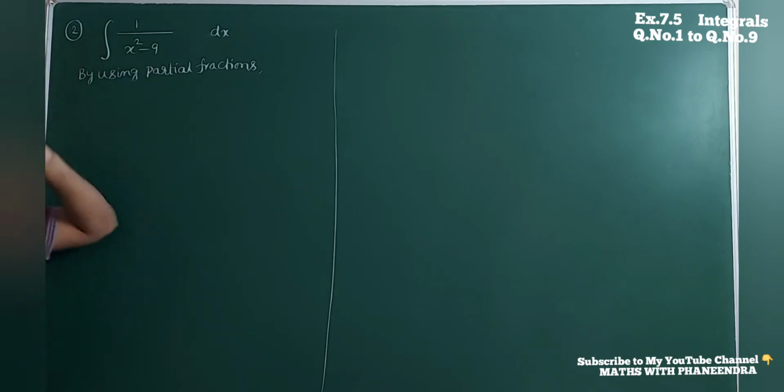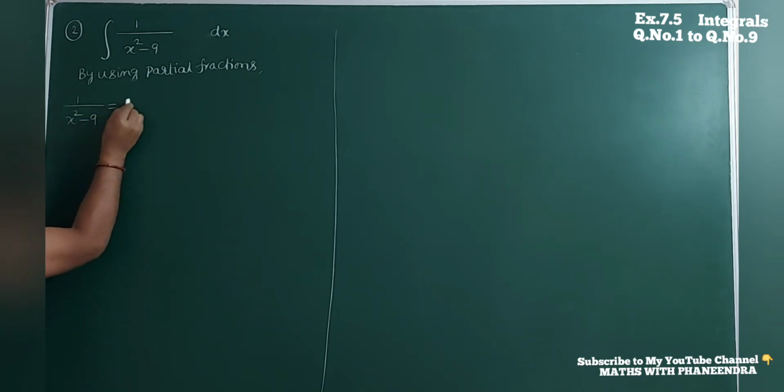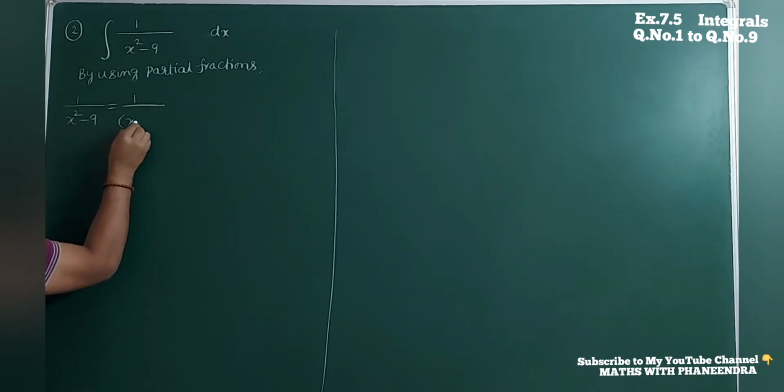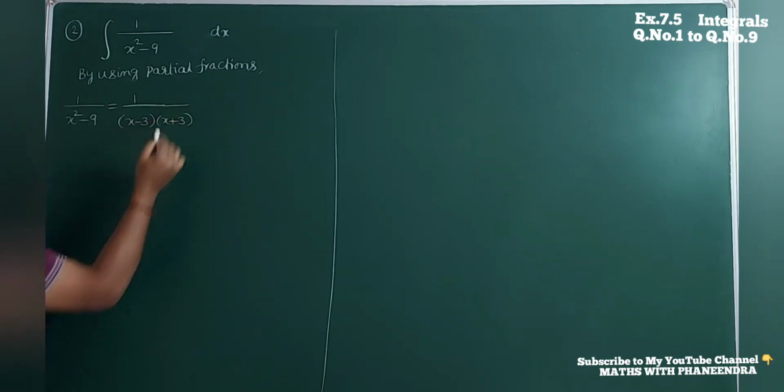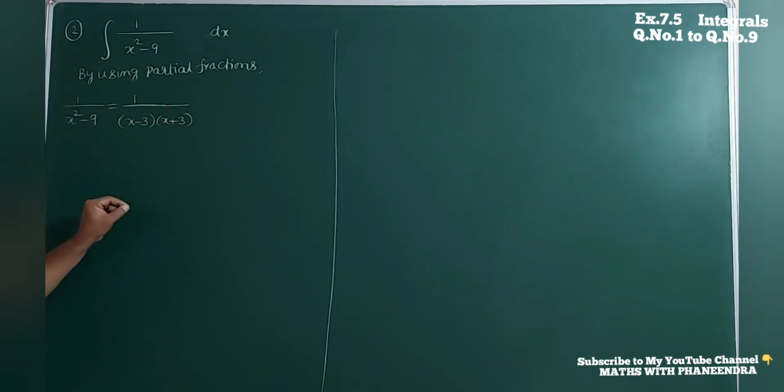The next question, question number 2. Integral 1 by x square minus 9 into dx. So first, by using partial fractions, the given function 1 by x square minus 9 can be written as 1 by x minus 3 into x plus 3. So here also two factors are there, it is a proper fraction.